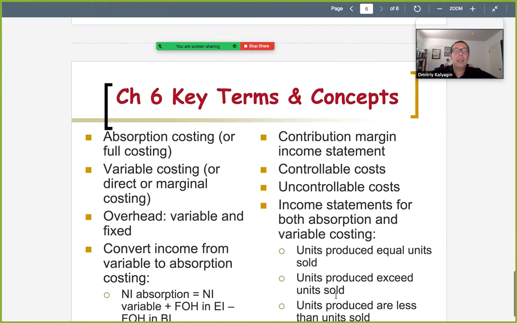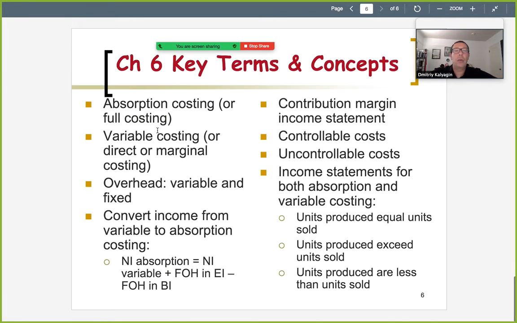In chapter 6, as I mentioned, we really just focused on the comparison between the absorption or full costing method to prepare the income statement versus the variable costing or direct marginal costing method. So this is the formula to use to convert income from variable to absorption costing. And we also talked about controllable and uncontrollable costs.